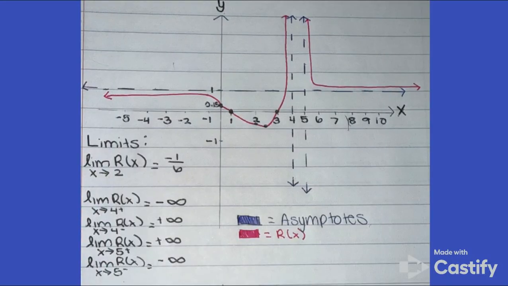As x approaches 4 to the right, it is negative infinity. As x approaches 4 to the left, it is positive infinity. As x approaches 5 to the right, it is positive infinity. And as x approaches 5 to the left, it is negative infinity.